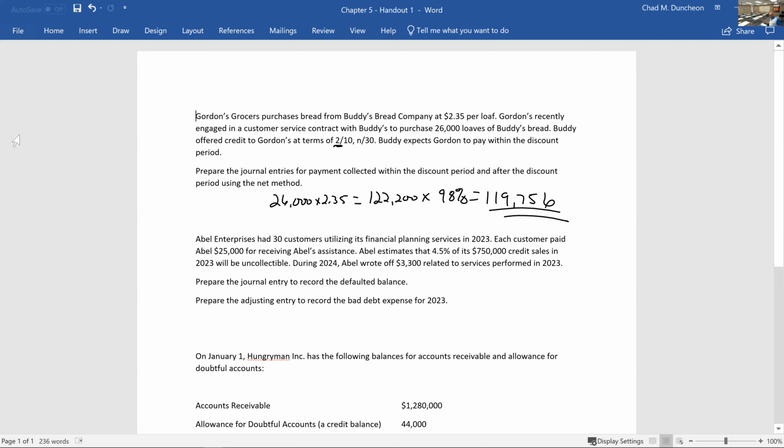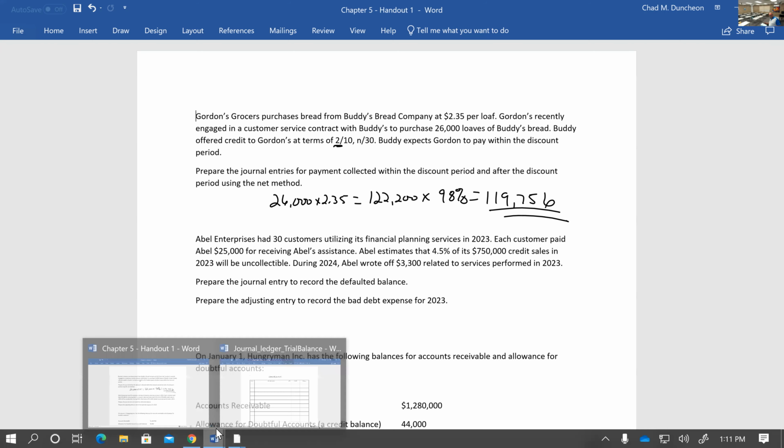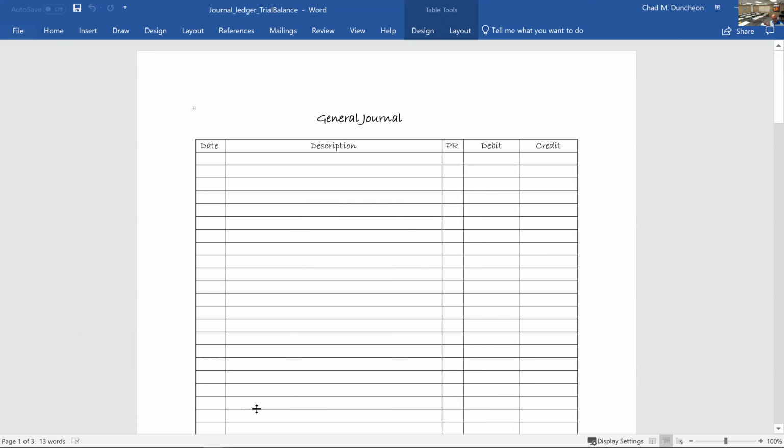So when we're making our journal entries, on the date of sale, we would make this entry. We would debit our accounts receivable because they're increasing our asset, and we would credit our sales revenue for the amount that we just calculated, the 119,756.